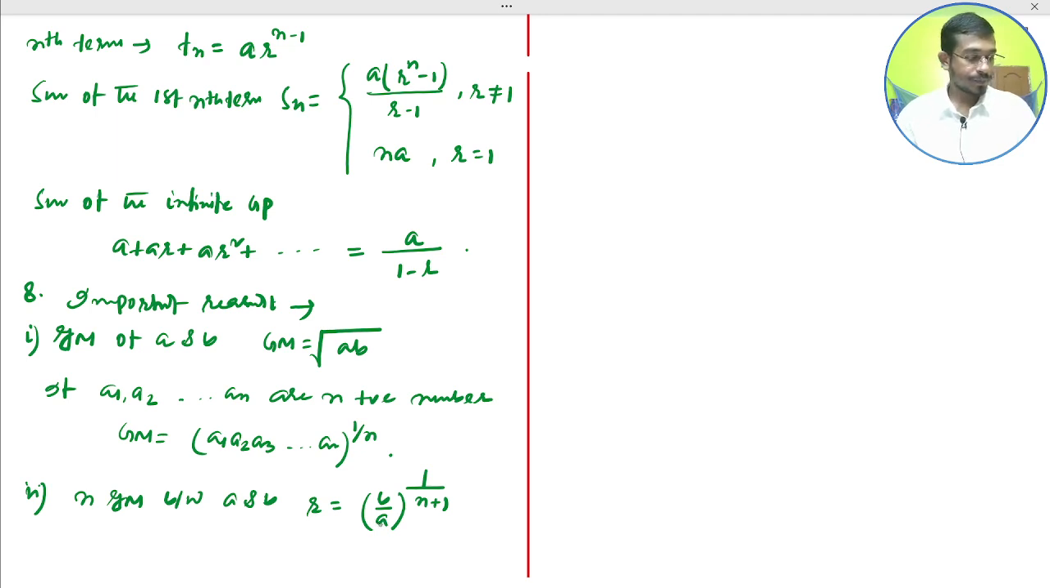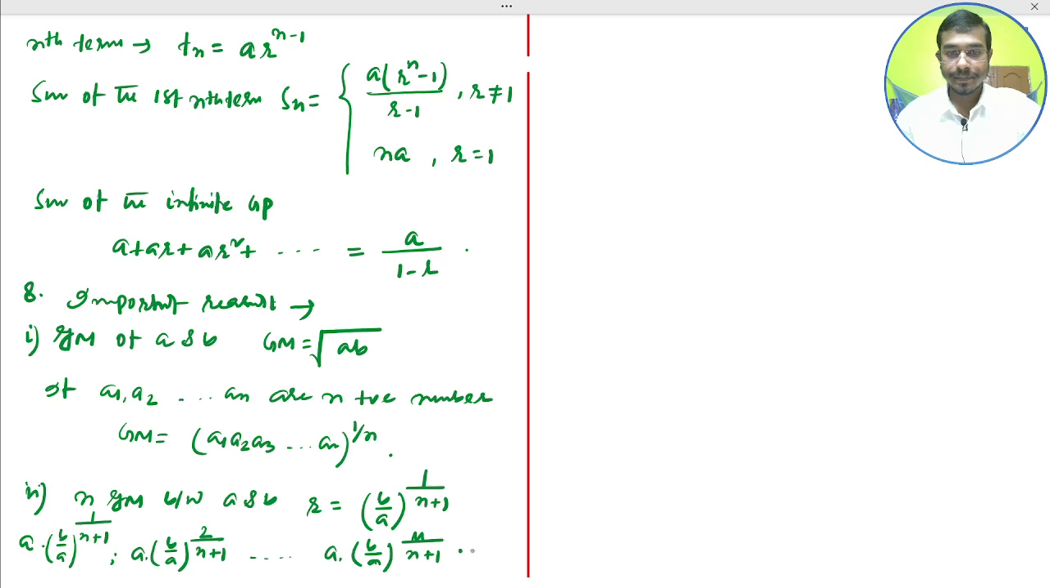R equal to (B/A) to the power 1/(n+1), and A, B/A to the power 1/(n+1), A, B/A to the power 2/(n+1), and so on, up to A, B/A to the power n/(n+1). Okay.